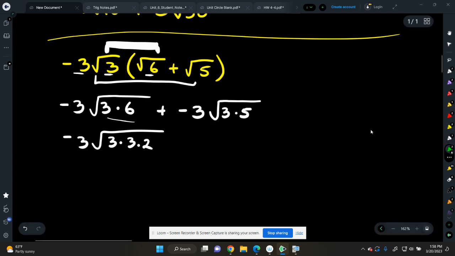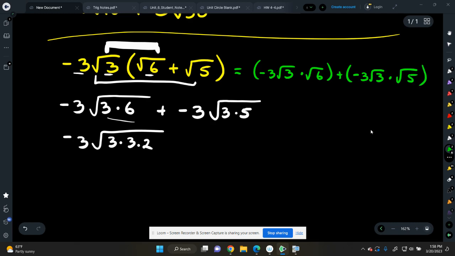So how about if I write it like this? If I wrote negative 3 square root of 3 times the square root of 6 plus negative 3 square root of 3 times the square root of 5, right? So now I combine these two, put them under one radical. And I combine these two and put them under one radical. Now I factored the 6 down.